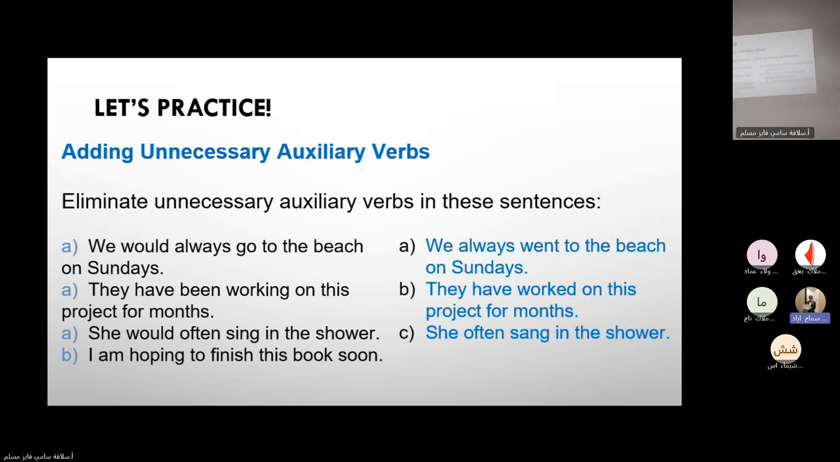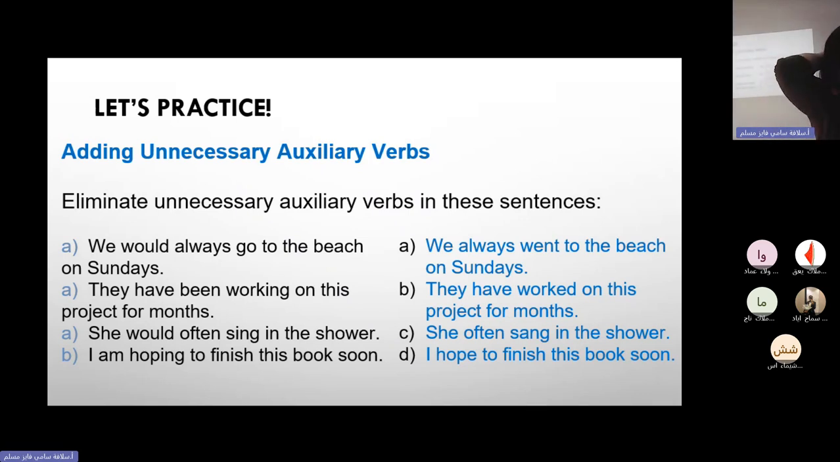I'm hoping to finish this book soon. بتصير I hope to finish this book soon. Exactly. Okay. لا, I hope to finish. ما بينفع I hope finish. لأنه الفعل hope من الأفعال اللي بتاخد infinitive. Okay. I hope to go, I hope to swim, I hope to dance, I hope to write. دائما بياخد infinitive. Okay.